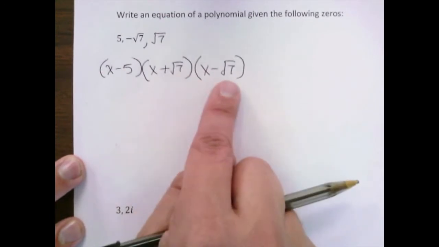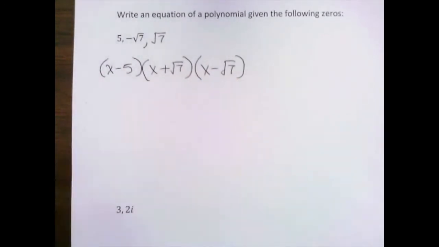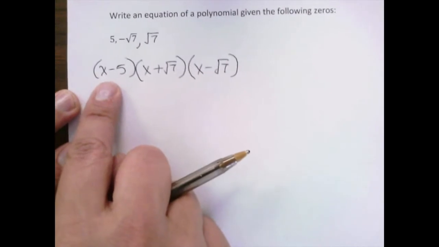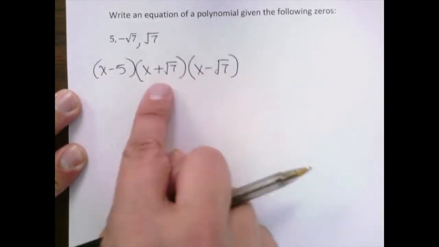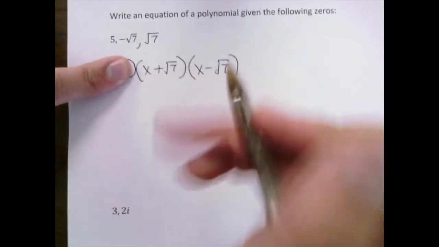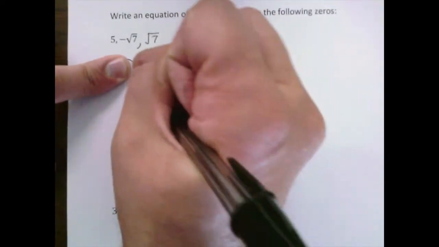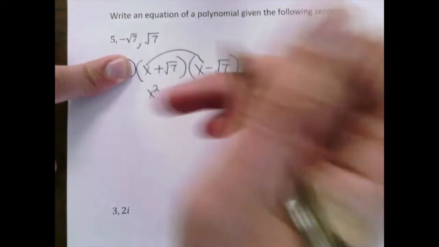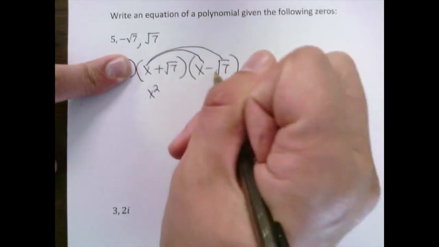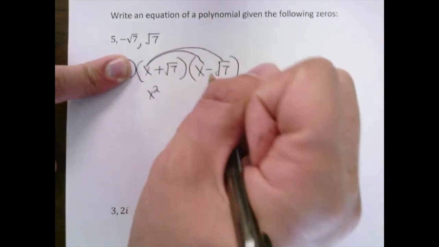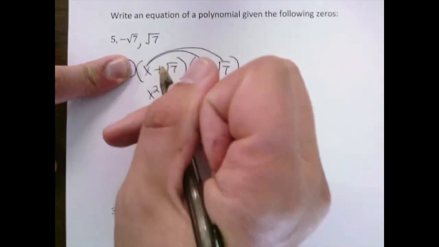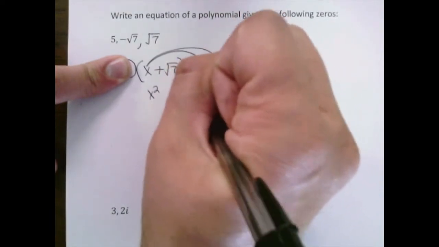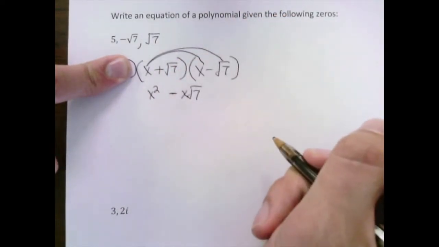I have a square root of 7 and a negative square root of 7. What's going to happen is when I multiply these out, it's going to clean itself up really nice. So I'm going to multiply these two together, and then we'll worry about this x minus 5 later. So just multiplying these two parentheses, ignore this one. So we start by doing an x times an x, which is x squared. x times a negative square root of 7, so a positive times a negative is a negative, and x times the square root of 7 is just x square root of 7.